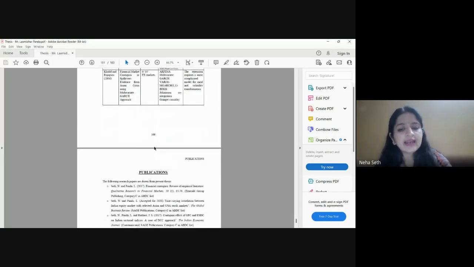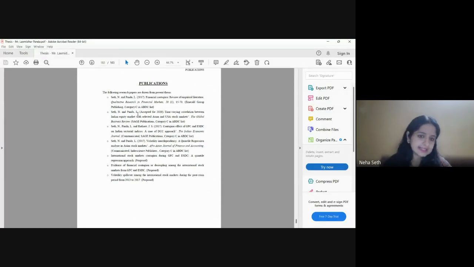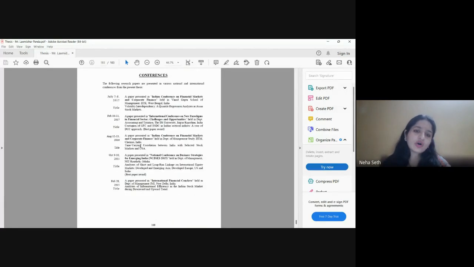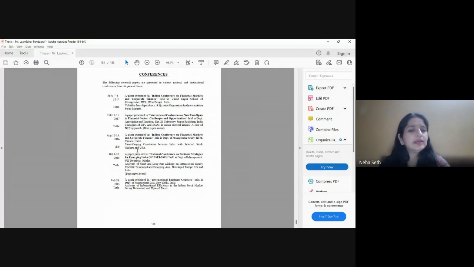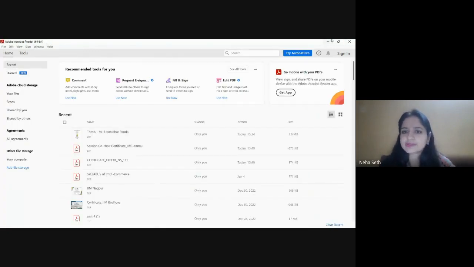And in the last, we have mentioned the publications that were taken from the thesis. These were the publications that we have published from the thesis, and the conferences this scholar has attended during his research work under my supervision. So this is a complete thesis which was done in Central University of Rajasthan. If you have any more questions or anything you want to discuss, you are most welcome.